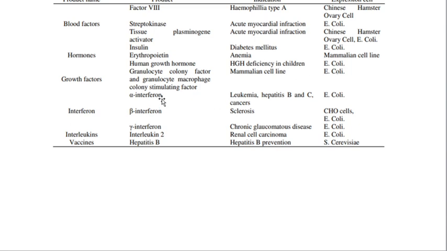Next is alpha interferon, which is expressed in E. coli and is used for leukemia, hepatitis B and hepatitis C, as well as in cancers. Beta interferon is used for multiple sclerosis and is expressed in both CHO cells and E. coli. Next is gamma interferon, used for chronic granulomatous disease, which is expressed in E. coli.